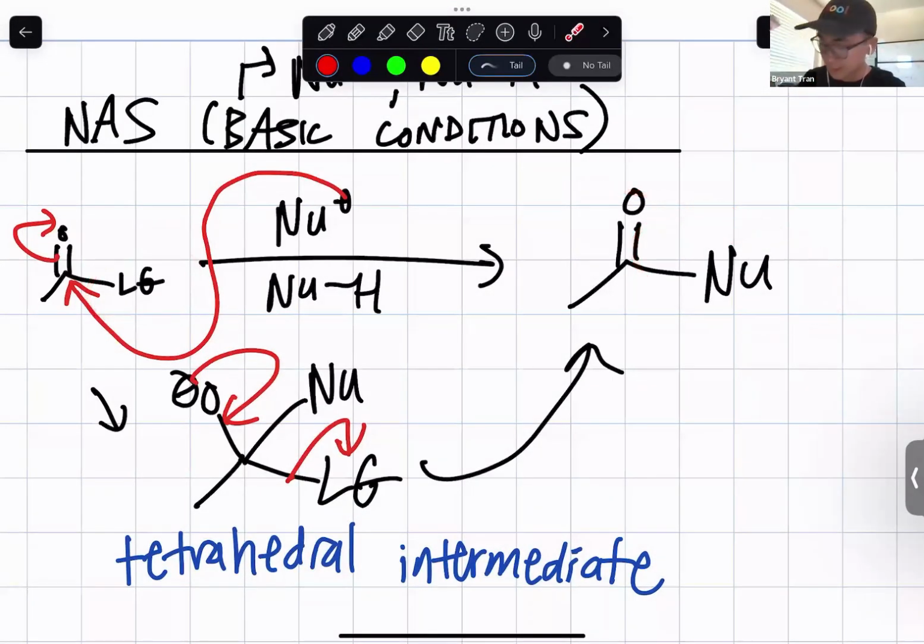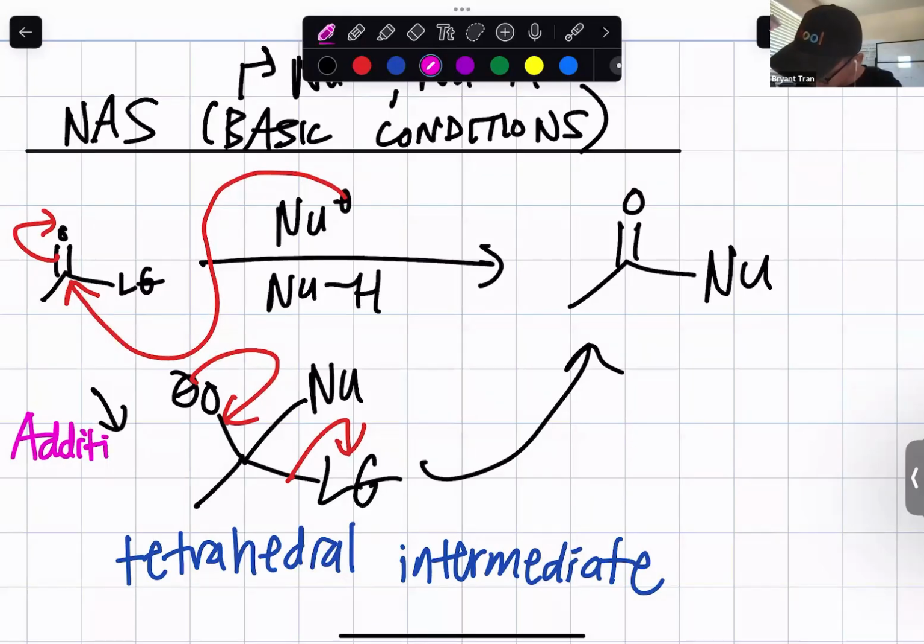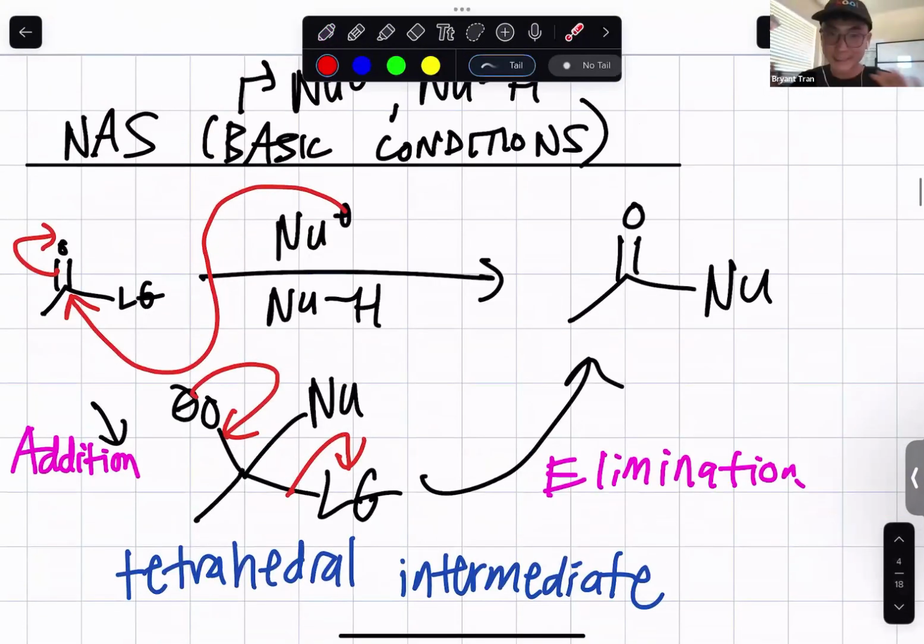And you can think of this as in 2 steps: addition, elimination. The first step, we did addition, where we added the nucleophile to the carbonyl. And then the second step, we did elimination, where we eliminated the leaving group, like that. So basic conditions of nucleophilic acyl substitution is very fast. 2 steps: addition, elimination, right? Any questions on that before we move on to the acidic conditions?